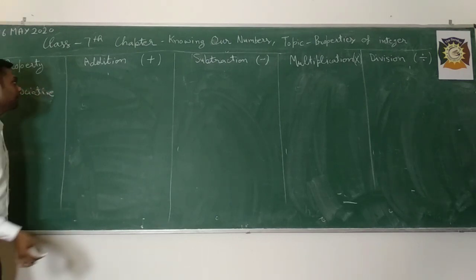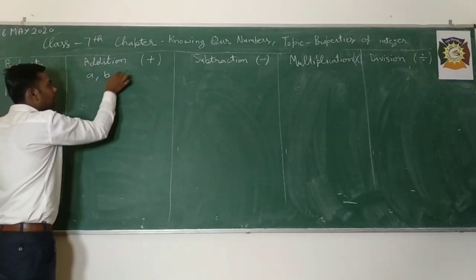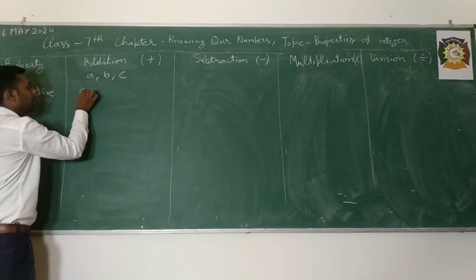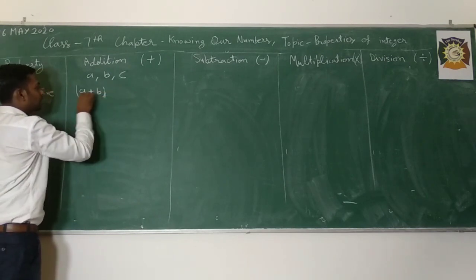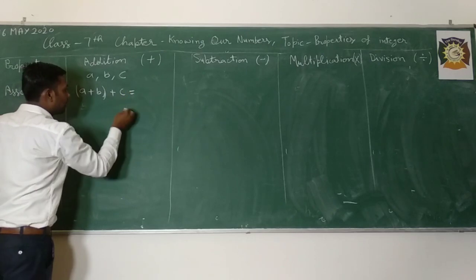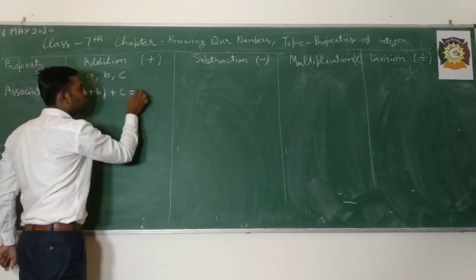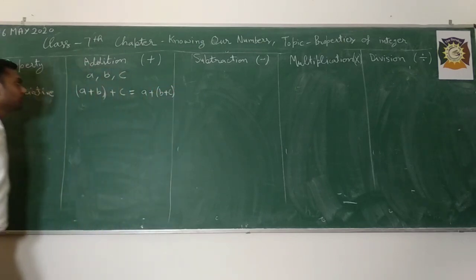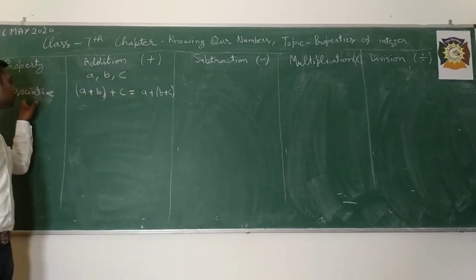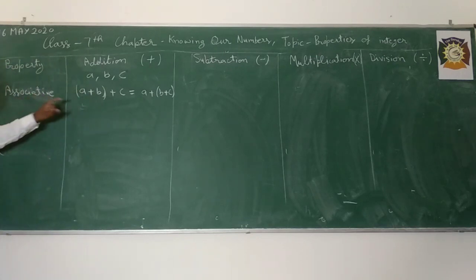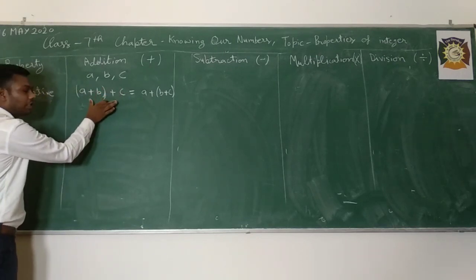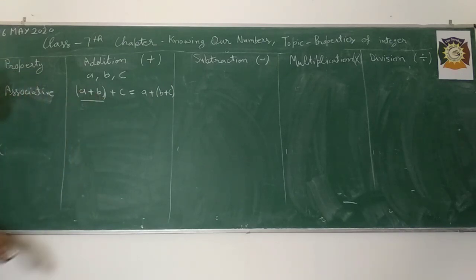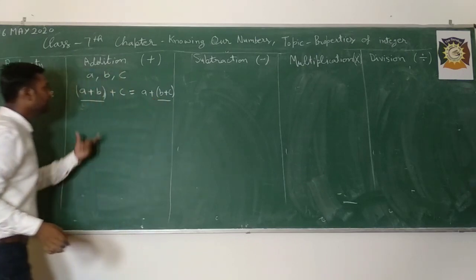Associative. We take three integers a, b, and c. If (a + b) + c is equal to a + (b + c), then we say that the associative property holds in addition. The difference here is that with three elements, we make a group of a plus b here, and here we make a group of b plus c. We change the order of the group.